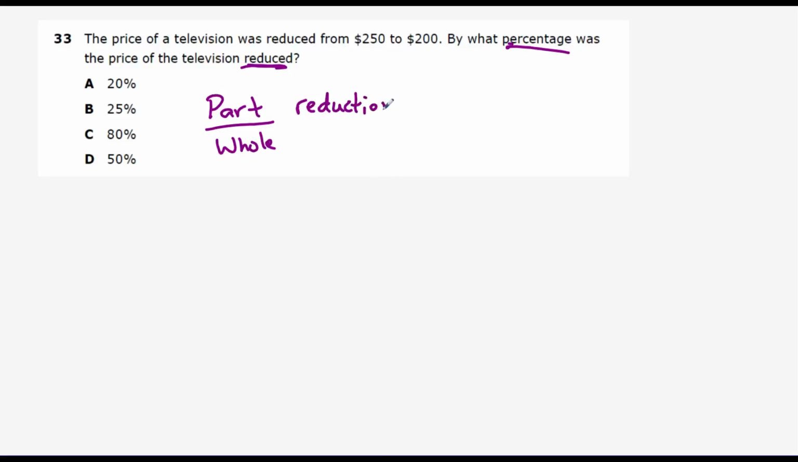So I'm going to say my part is the reduction. So the whole thing is what this is based off of. So how much the price is reduced is based off of what the price originally was. So my whole is going to be original. And we can also call this the generic one here, change over original, because we're looking for percent of change. So first thing we got to do before we can set up our proportion here is we need to know what did the price actually change by.